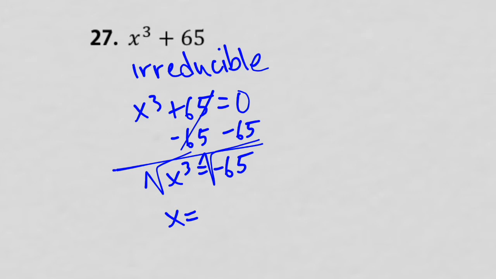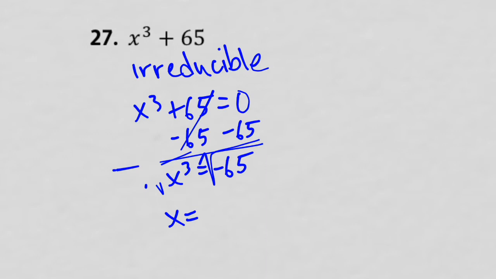I don't think 65 is, let me just double check that. If I factor 65, it's 5 times 13. No, there's nothing to simplify there. So no, it cannot be simplified. It's going to be just some decimal. So basically it's the cube root.